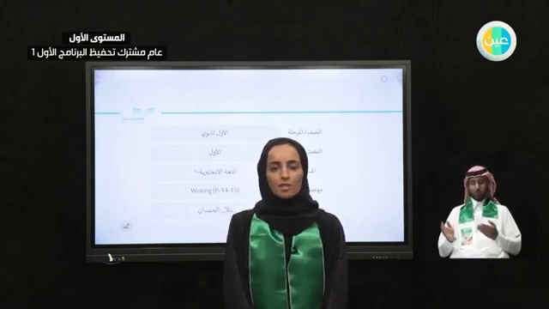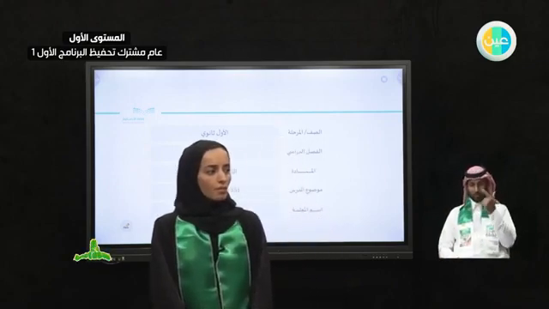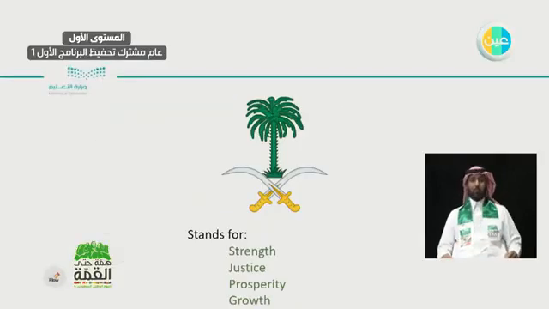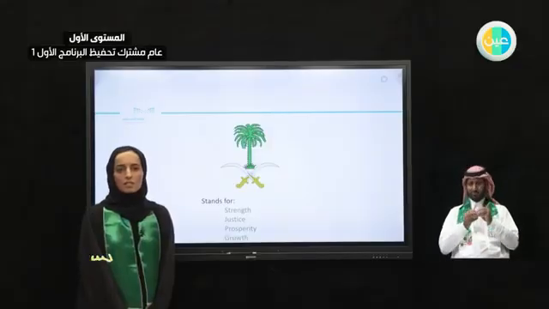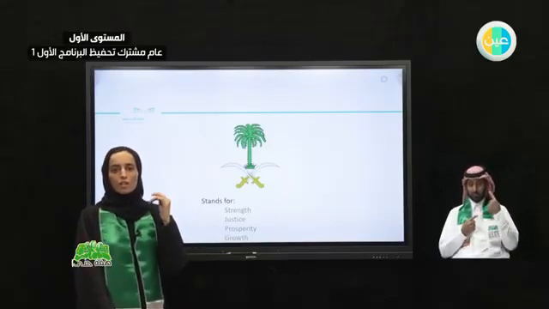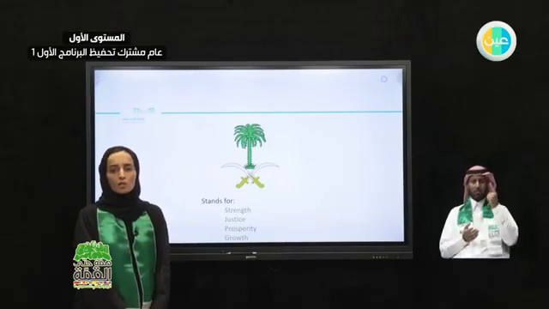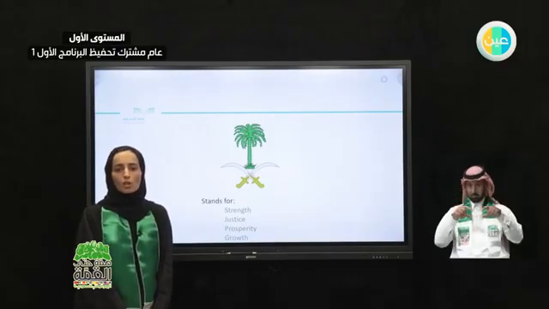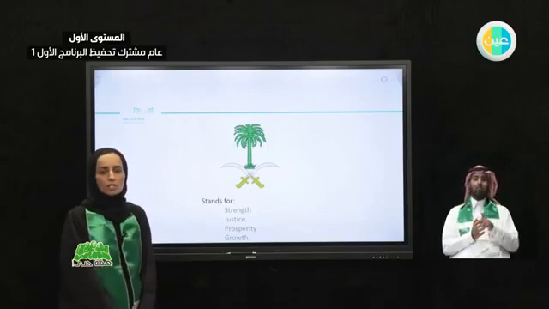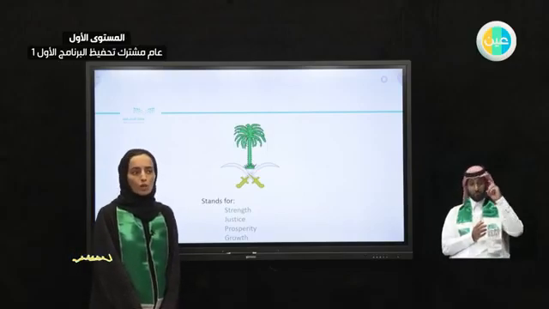We're still celebrating the National Day celebrations. So everything is colored in green. And as we have discussed yesterday, the vision, and the flag the day before yesterday, today we will discuss the logo, or what we call the emblem. The emblem. What is the Saudi emblem, or let's call it the logo?